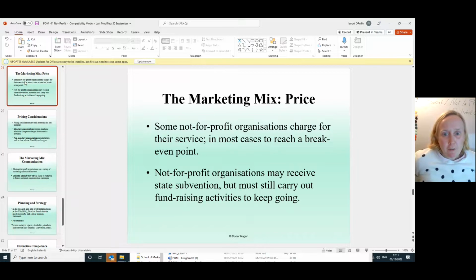Some not-for-profits charge for their service, in most cases to reach a break-even point. So they get some perhaps donations, or maybe they don't get any donations. So it could be a creche facility that's operating as a not-for-profit. The parents still have to pay to put their kids there, but they're maybe on a slightly reduced rate compared to other creches. And the benefit is that the staff are well paid and well treated, perhaps, and that could be the reason that they exist. Staff in a lot of creches are not well paid or well treated.